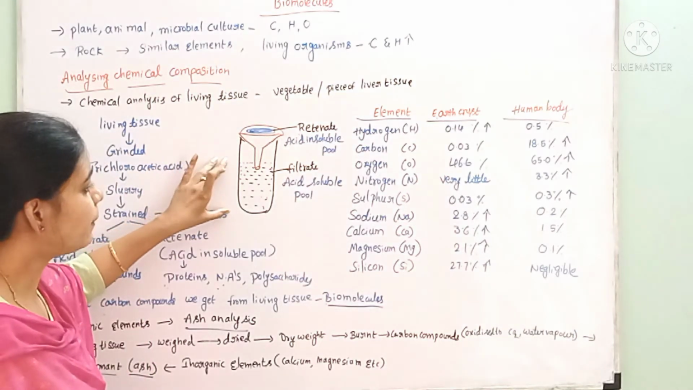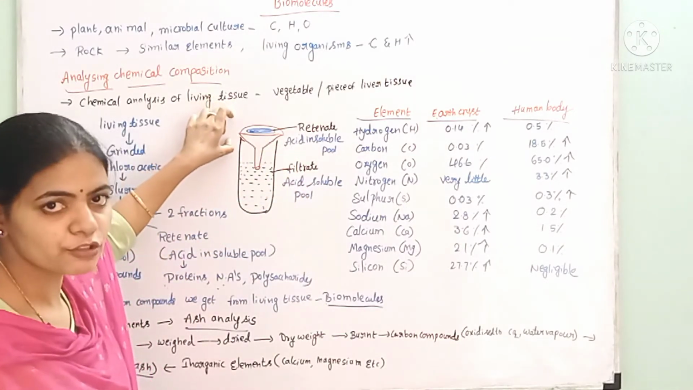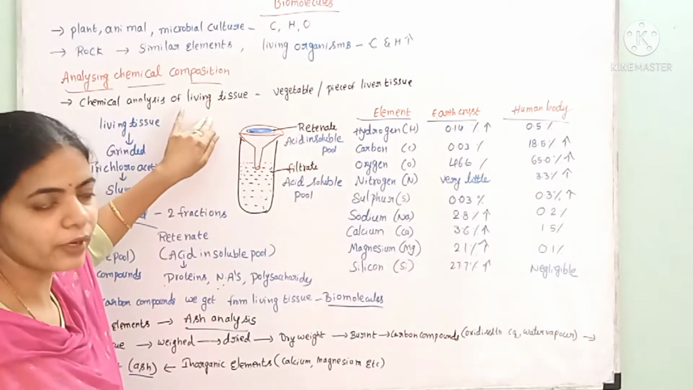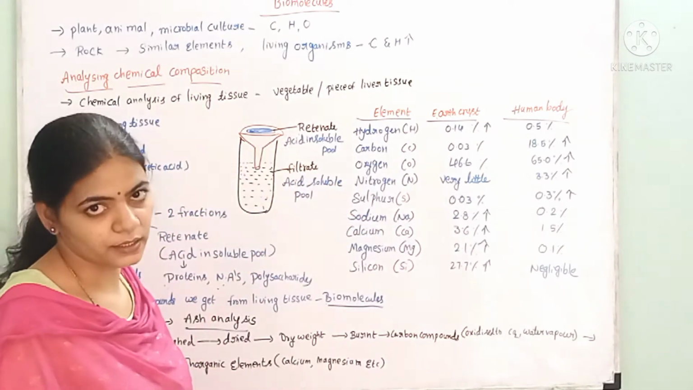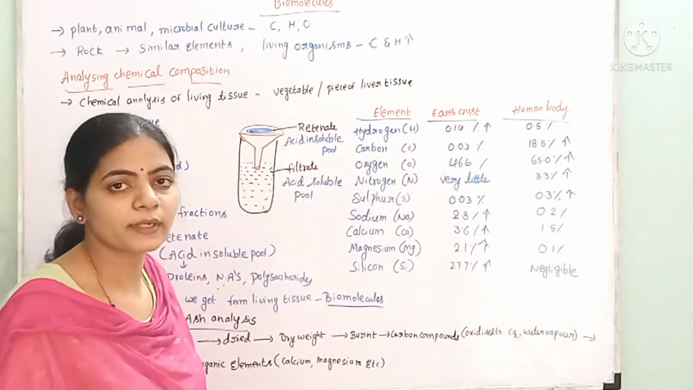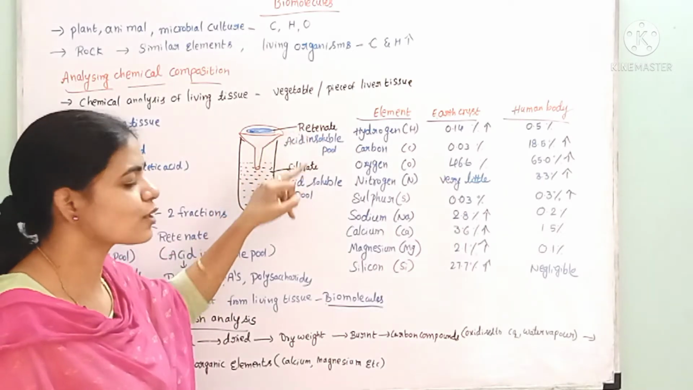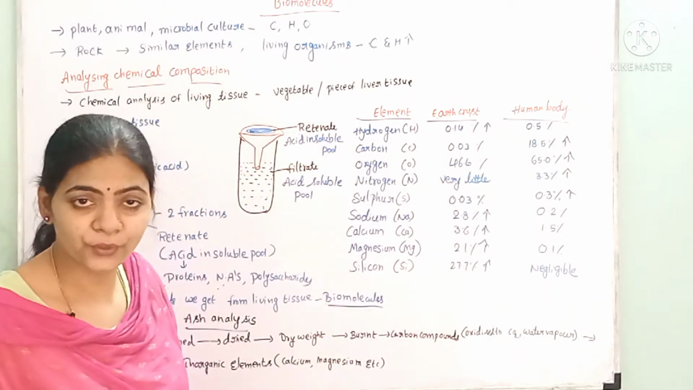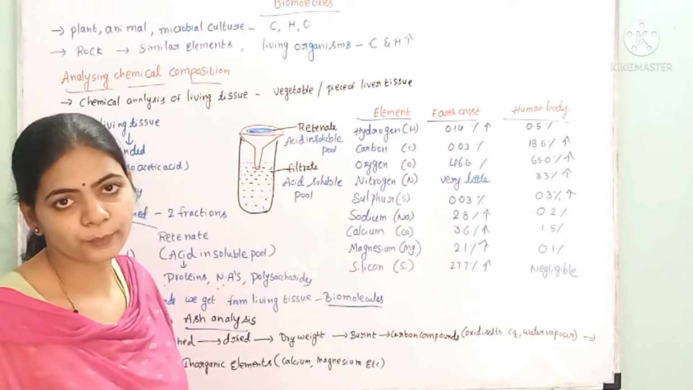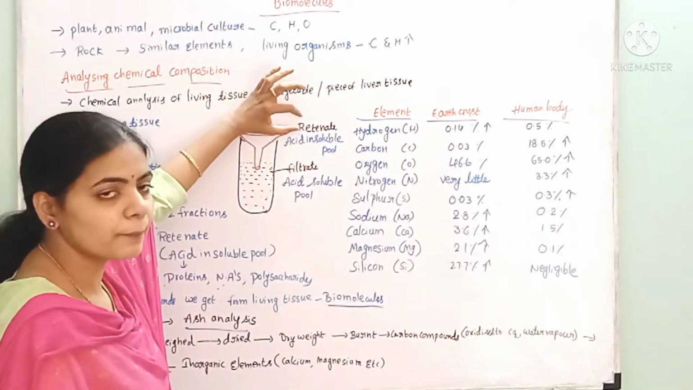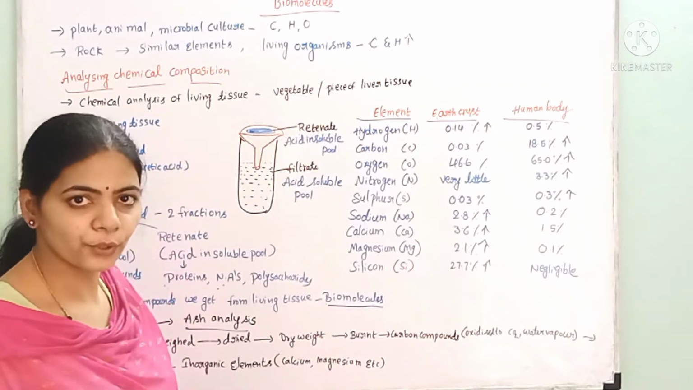So the liquid part which is filtered is called the filtrate, and the remaining part which is not filtered, which is retained in the funnel, is called the retentate. This is the filtrate and this is the retentate. And this filtrate is also called the acid soluble pool, whereas this retentate is called the acid insoluble pool. So we need to remember the liquid portion of the filtrate is called the acid soluble pool, and the remaining part which is retained in the funnel is called the acid insoluble pool.